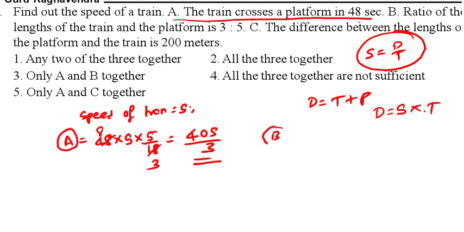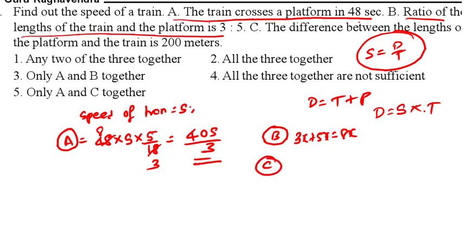Now come to B. The ratio of the length of the train and platform is 3 and 5. So what is the sum? 3x plus 5x, that is 8x. Now see the third one. The difference between the length of the train and platform is 200.